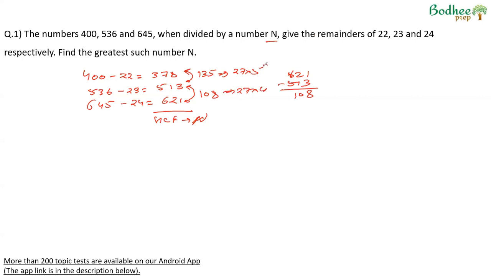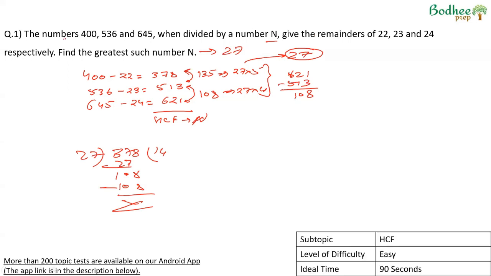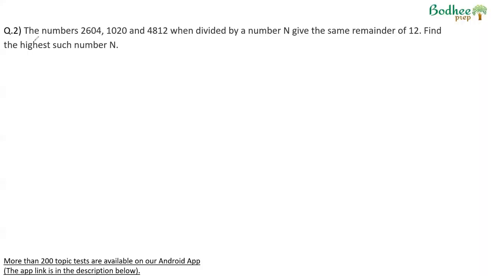So the HCF of the differences, that is 27, becomes the number. We'll just check with 27 whether 378 is divisible by 27 or not. 378 divided by 27, 1s are 27, 4s are 108, and therefore the HCF comes out to 27, which becomes the answer. It's an overall easy question, just finding the HCF. 90 seconds should be good enough to answer the question.